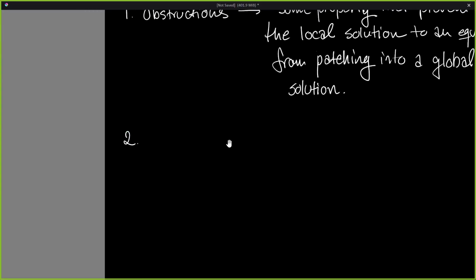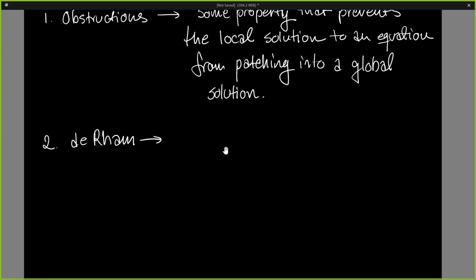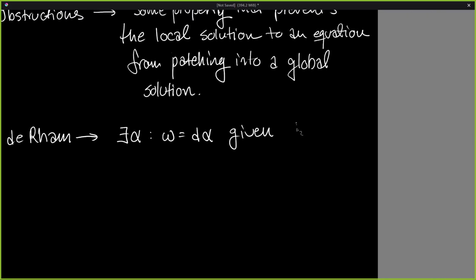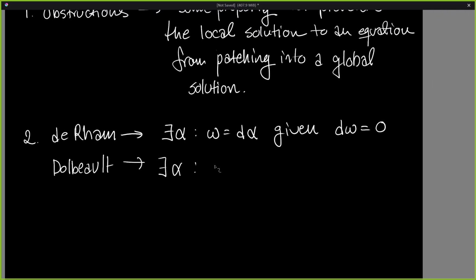We saw that for de Rham, there exists alpha such that omega is equal to d alpha, given that d omega is equal to 0. And we looked at the geometric interpretation for that fact. And in the Dolbeault case, the equation was the same thing. There exists alpha, but in this case, we looked at partial bar, given partial bar of omega is equal to 0.